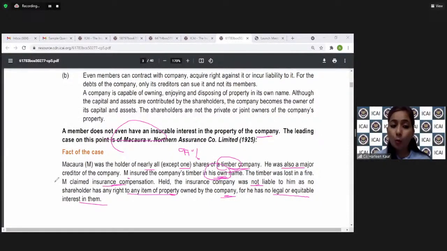Now, what is this problem? They said, Mr. Macora, you have a timber company. Whose property is the timber? The company's property. In whose name do you have the insurance? You have insured the timber in your own name. So it says, why should we pay you the insurance?